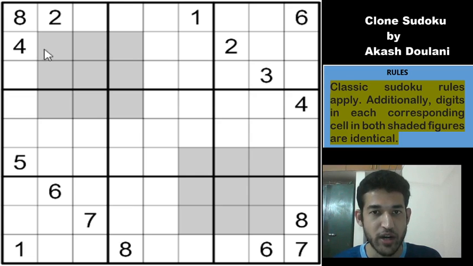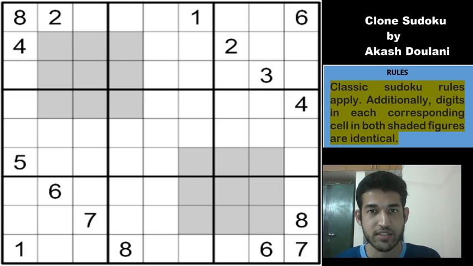The rules of the Sudoku are each row, each column, and each 3 by 3 box contains the digits 1 to 9 without any repetition. In addition to that, there are 2 shaded figures given inside the grid. These figures are clones, meaning the corresponding cells in them will have equal digits. So for example, if you take this cell, row 3 column 4, the corresponding cell in this figure is row 8 column 8. So both of these cells will be equal. The same applies for other cells as well. So those are the rules.